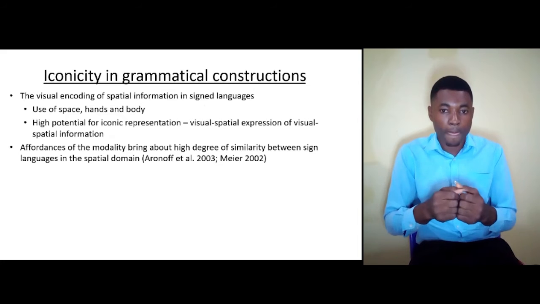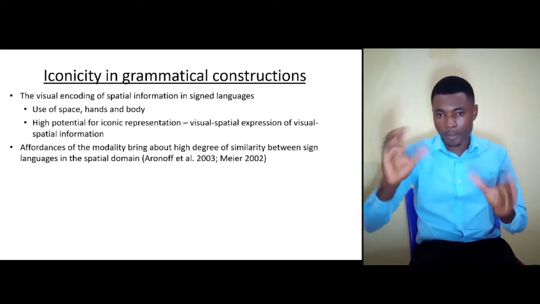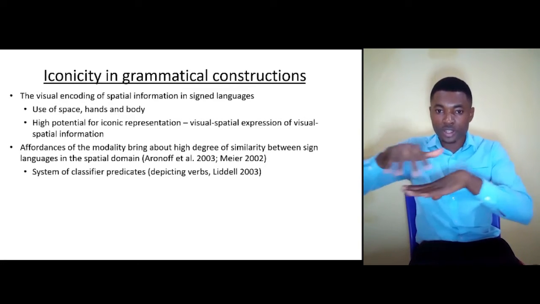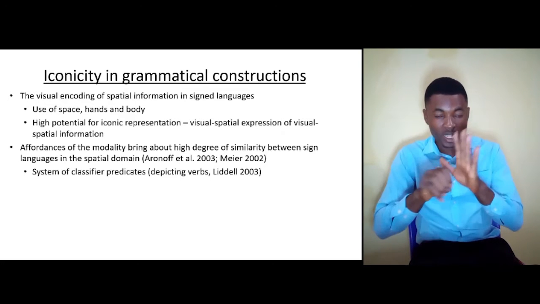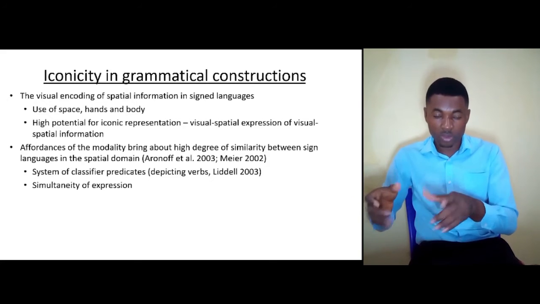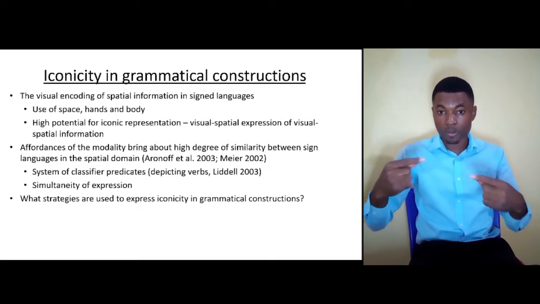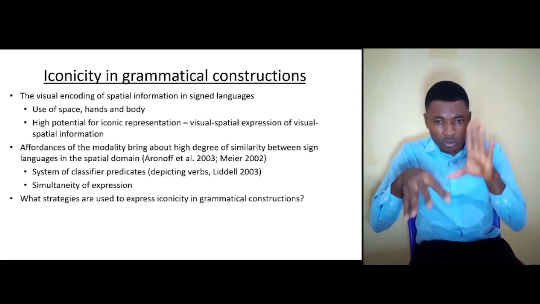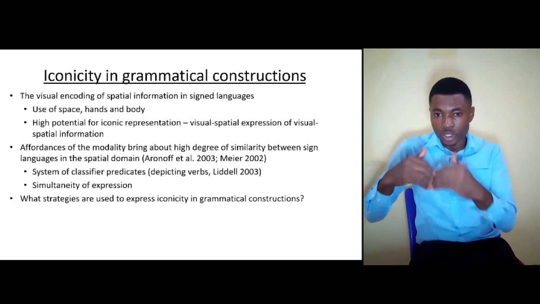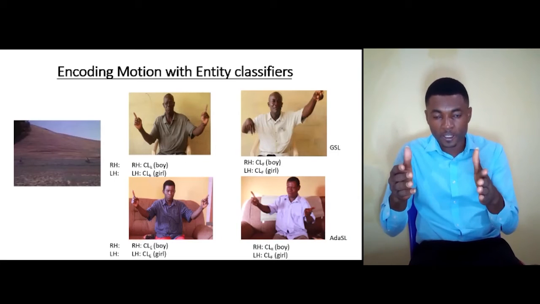There are affordances of the modality to bring about a high degree of similarity between different sign languages in the spatial domain. For example, the system of classifier predicates, that is entity classifiers, handling classifiers, or limb classifiers, and the simultaneity of expression. So for iconicity in grammatical construction, the focus is to identify the strategies signers use to express iconicity in grammatical constructions. And here I focus on the signers, not the signers and the gesturers.